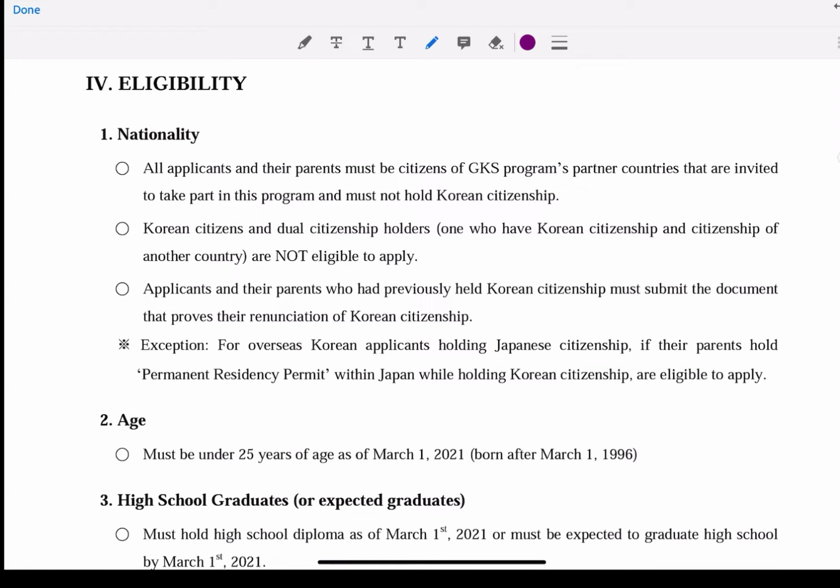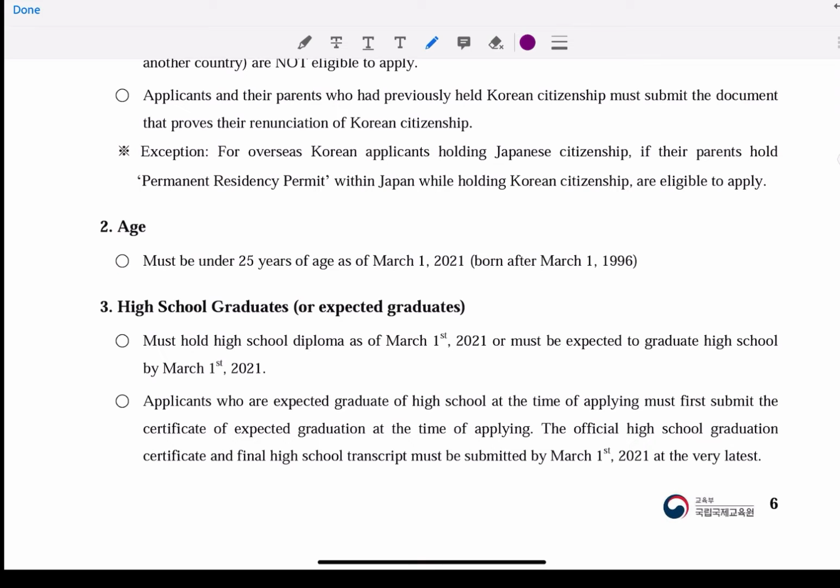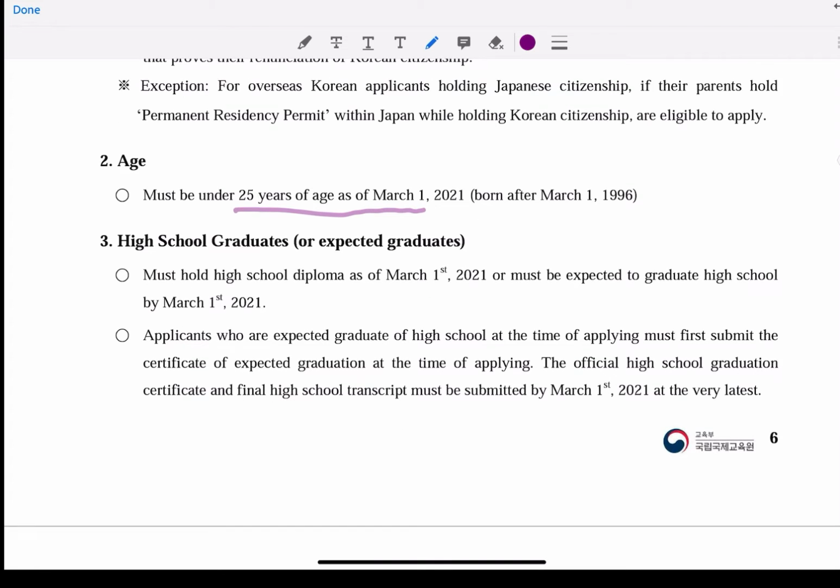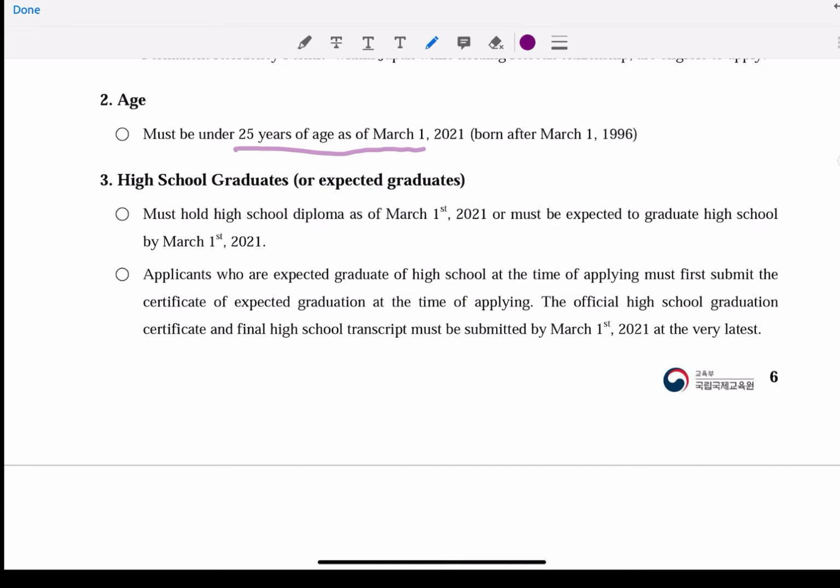And yeah, the age limit for the undergraduate is 25 years of age as of March 1st 2021. So this is the old form, so it will be the same for March 1st 2022 if you are applying for this year. And also the high school graduates, so this is something many students are confused about. Here March 1st 2021 is mentioned, but for those applying for 2022 it is also the same, like March 1st 2022. So you must hold a high school diploma as of March 1st 2022 or be expected to graduate high school by March 1st 2021 is written here. But it should be 2022 for the new applicants. So many students are confused by this.